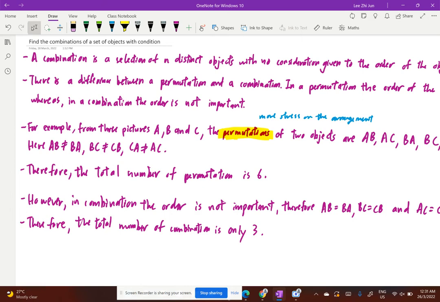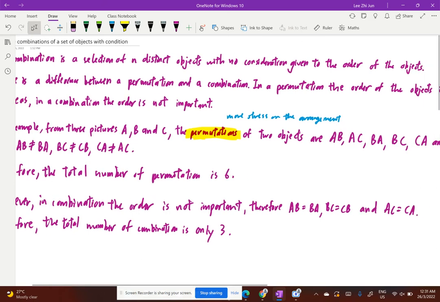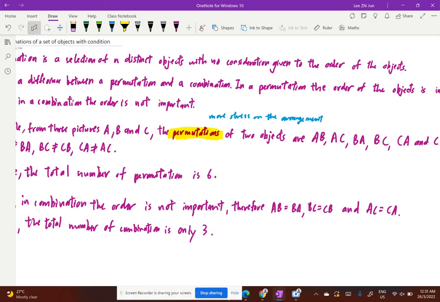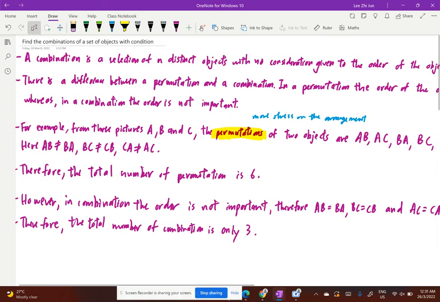However, in combination, the order is not important. Therefore, AB can be BA, BC can be CB, and AC can be CA. Therefore, the total number of combinations is only 3. The difference can mostly be seen in that permutation is stressed on the arrangement, while combination is not stressed on the arrangement.